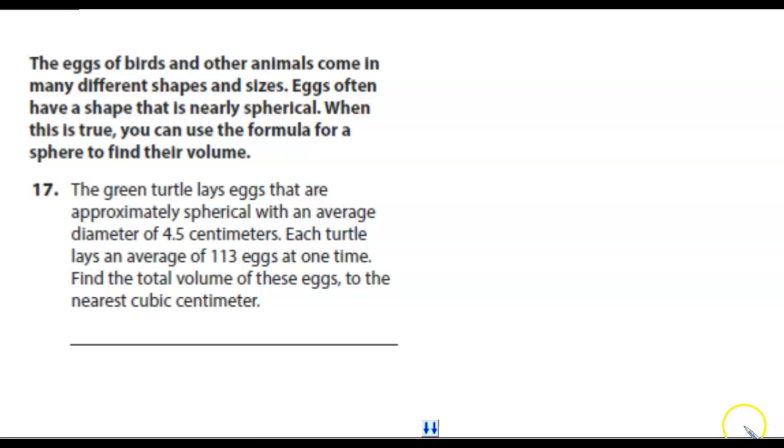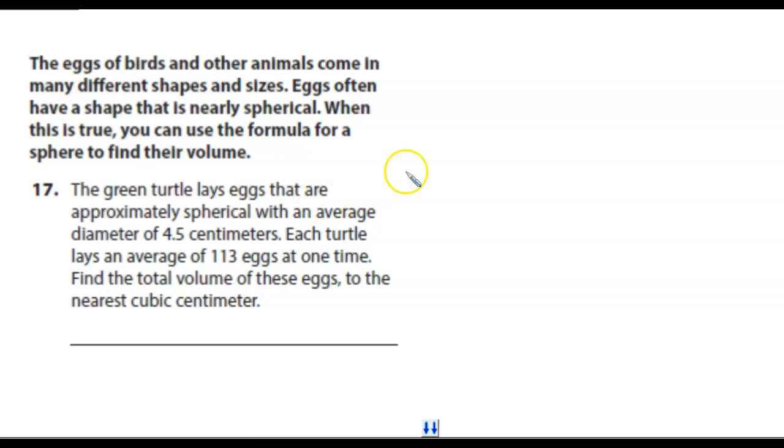Okay, the eggs of birds and other animals come in many different shapes and sizes. Eggs often have a shape that is nearly spherical. When this is true, you can use the formula for a sphere to find their volume. Because they're not exactly spherical, it's only going to come close. So if I have green turtle eggs that are approximately spherical with an average diameter of 4.5 centimeters, each turtle lays an average of 113 eggs at one time. Find the total volume of all the eggs to the nearest cubic centimeter.